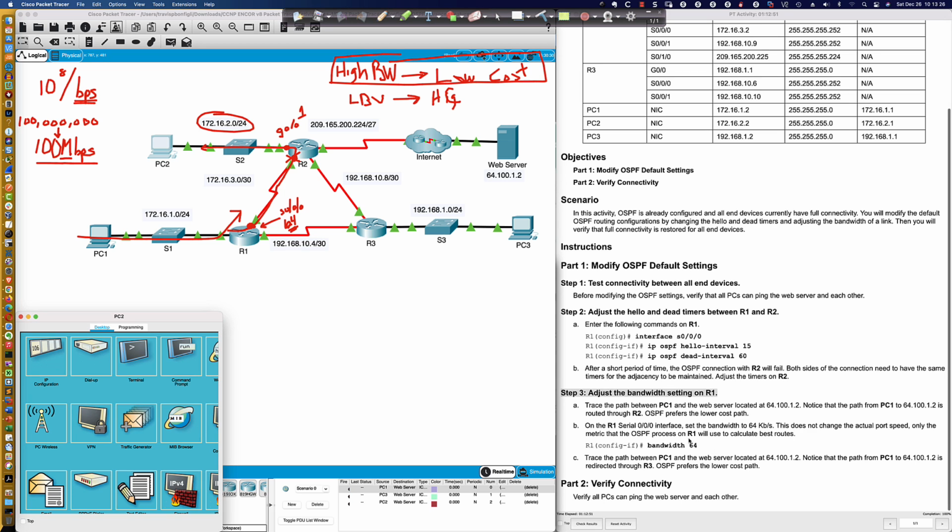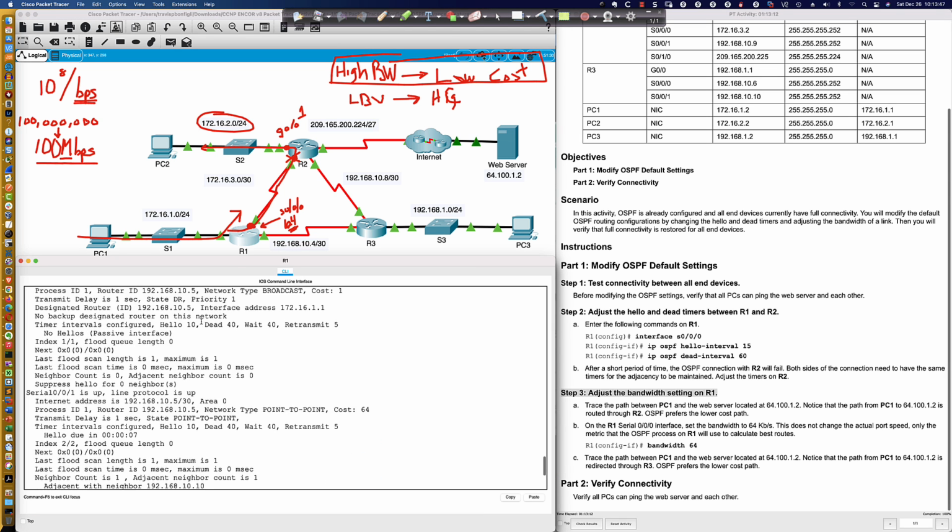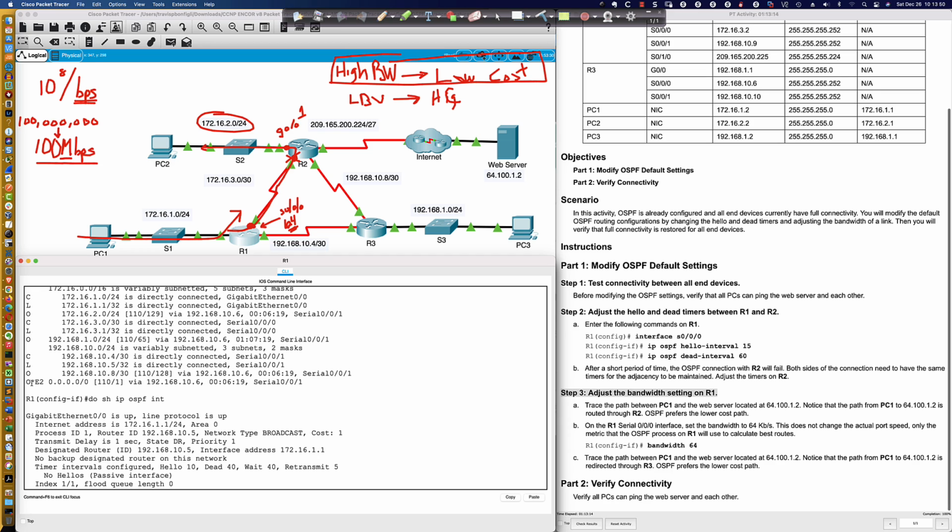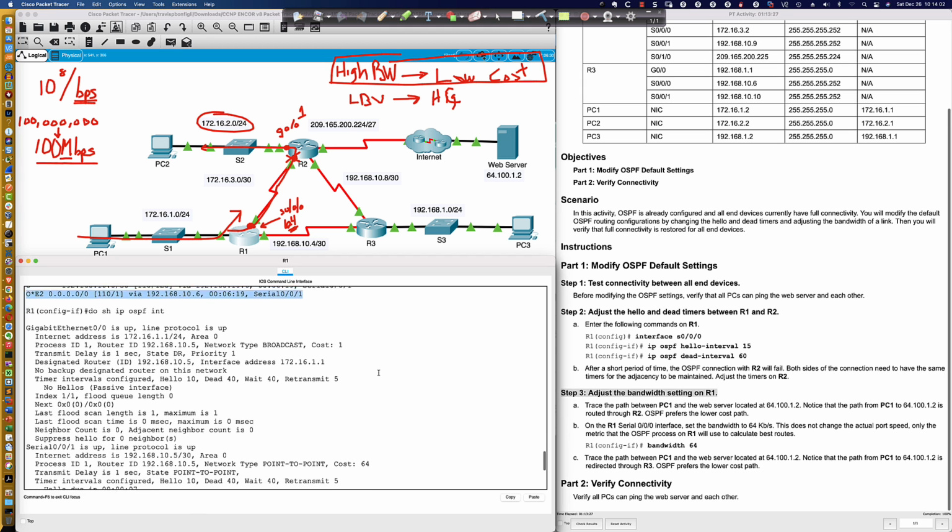That's the reason that in here it says on router 1, trace the path. Notice the path from PC1. Oh, and this is taking us out to the internet. The internet would be the same thing. Anything I've learned from router 2, any OSPF learned routes from router 2, including the default, as we saw right here in the routing table, the default says to go to router 3. That's the direction I should be going because the cost is lower going to router 3.